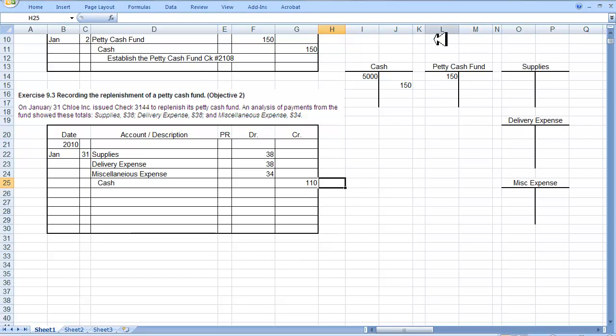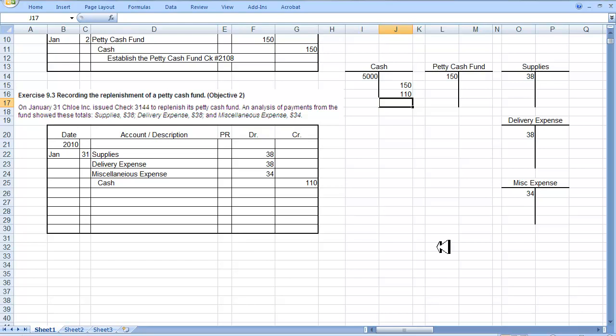And so the journal entry balances, and now let's go ahead and post that journal entry, which replenishes the petty cash. But the balance in the petty cash account never changes. There's no activity there. We have a debit to supplies for $38, a debit to delivery expense of $38, a debit to miscellaneous expense of $34, and a credit to our cash account of $110. So every month that goes by, we never have any entries to the petty cash fund, because all we do is take cash out of the general cash to replenish the petty cash fund.